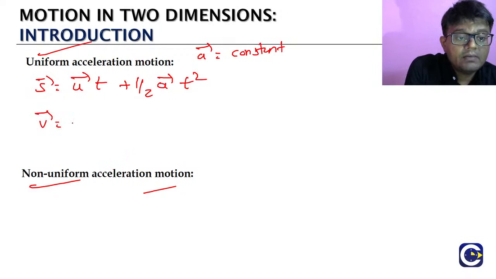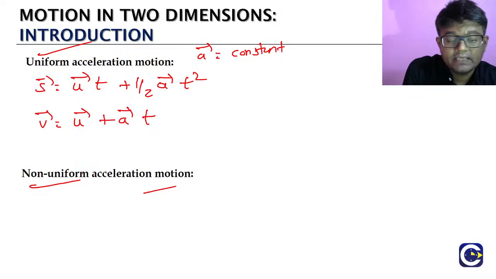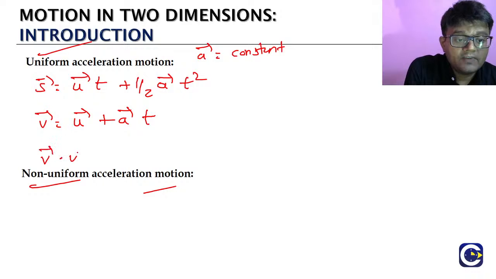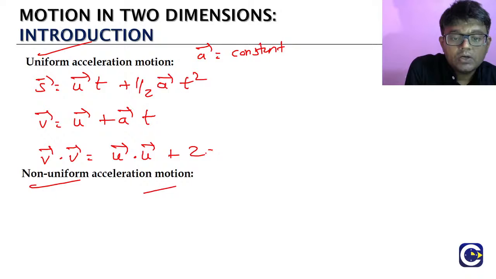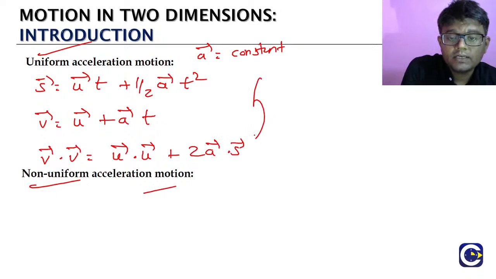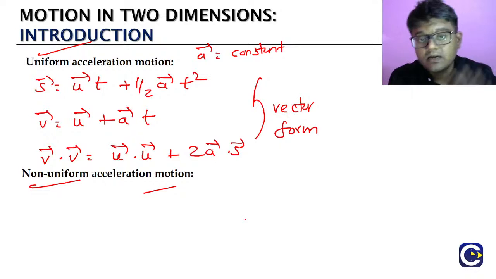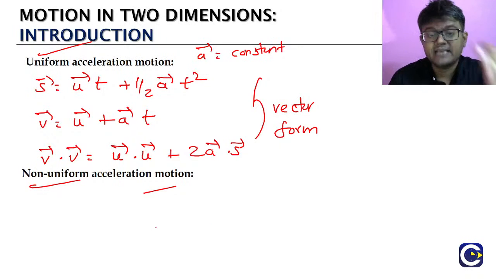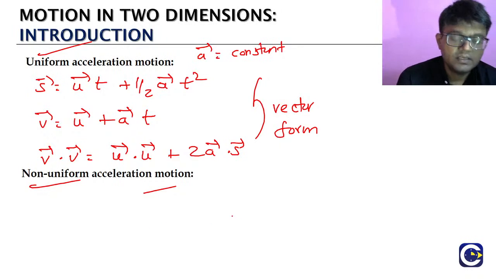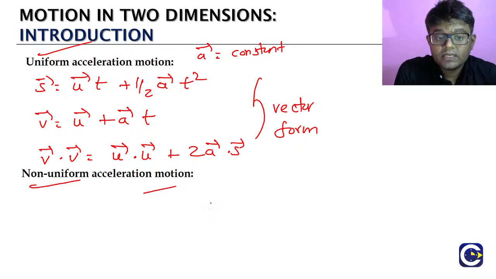Then v bar is equal to u bar plus a bar into t. All these are vector relations. v dot v is equal to u dot u plus 2 a dot s. So these are the equations of motion in the vector form. When will we use them? We will use them for a general 2D motion or 3D motion when the acceleration is constant. If the acceleration is not constant, what is it going to be?